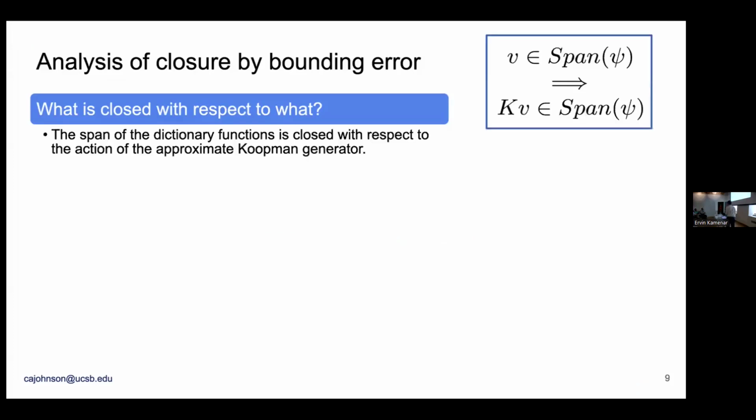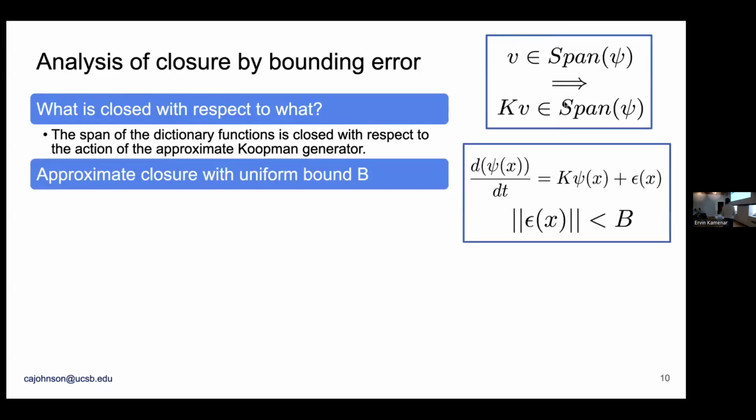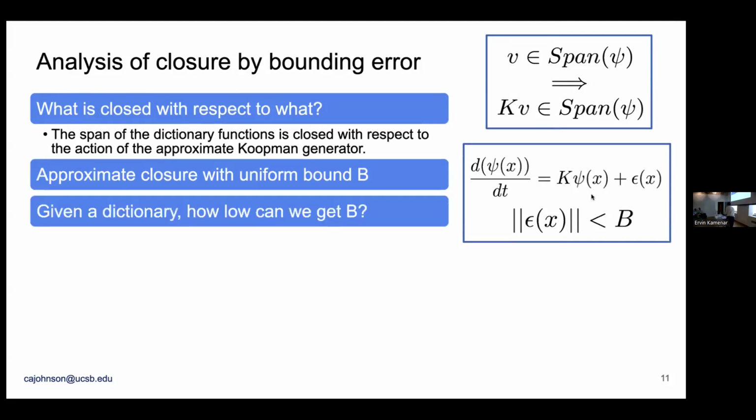What is closed with respect to what? First and foremost, we want the span of the dictionary functions to be closed with respect to the action of the approximate Koopman generator. So if we have a function v that is in the span of psi, then we want that when K acts on v afterwards, it's still in the span of psi. And then approximate closure with uniform bounds, again, is to say that it's true across all x in some set. The question, of course, is given a dictionary that potentially can be tuned, how low can we get B to be? And this is generally challenging because there are very few restrictions on f of x.